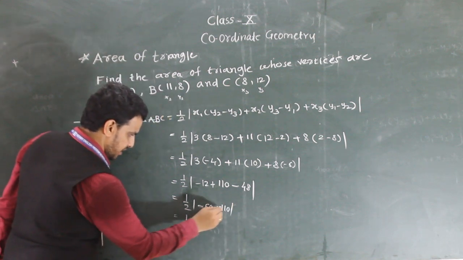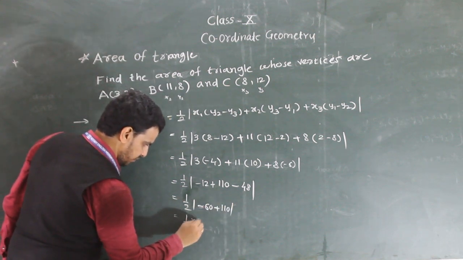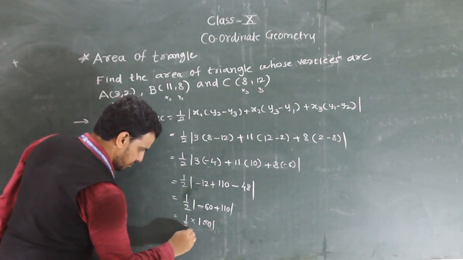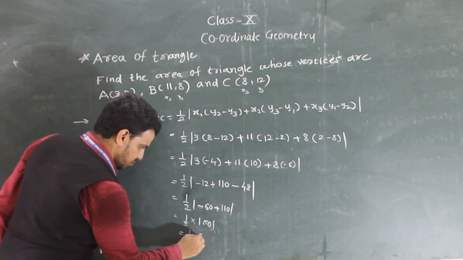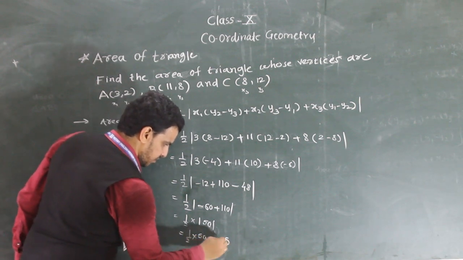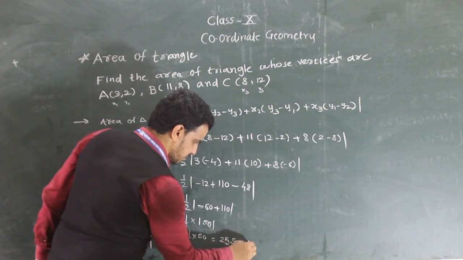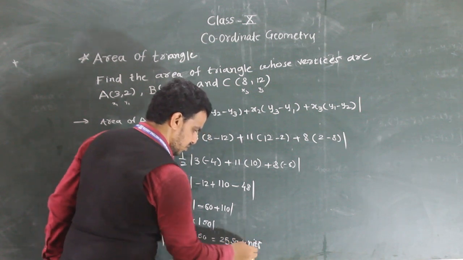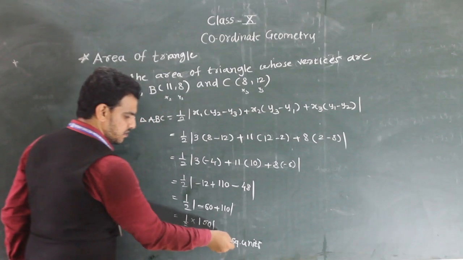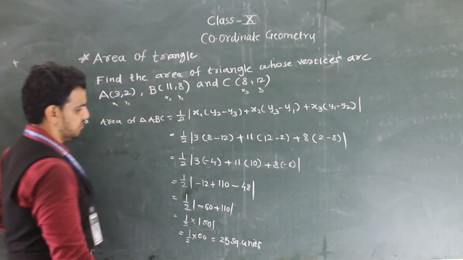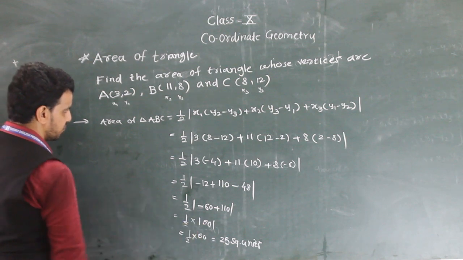So 110 minus 60, that is 50. Mod of 50, that is half into mod of 50 means half into 50. So that is 25. And here we can write 25 square units, because area has the unit square. So area of triangle ABC is 25 square units.